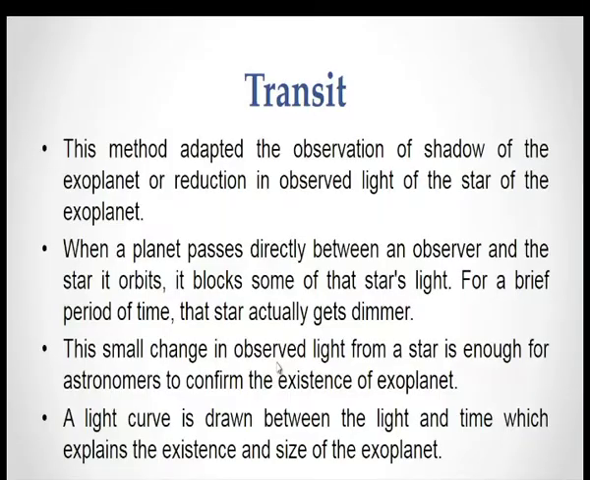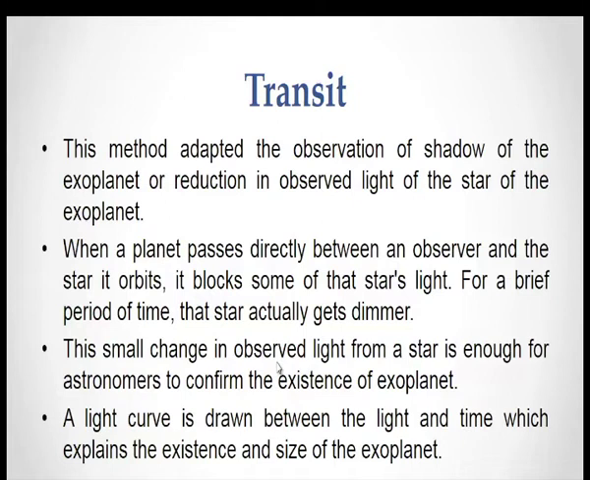When a planet passes directly between an observer and the star it orbits, it blocks some of the star's light. For a brief period of time, that star actually gets dimmer. So a light curve is used to show how long the star's light is dimmer. Based on the light curve, the existence of the exoplanet, the size of the exoplanet, and the number of exoplanets existing around that star can be predicted by astronomers.